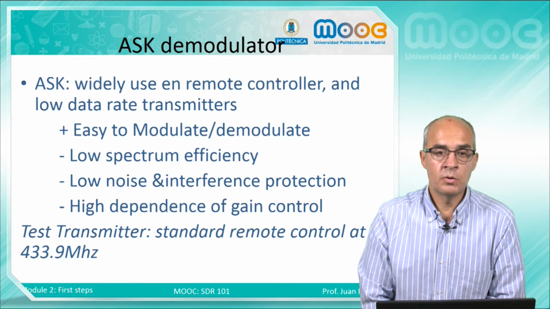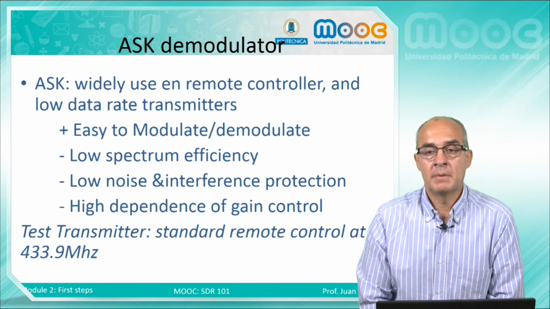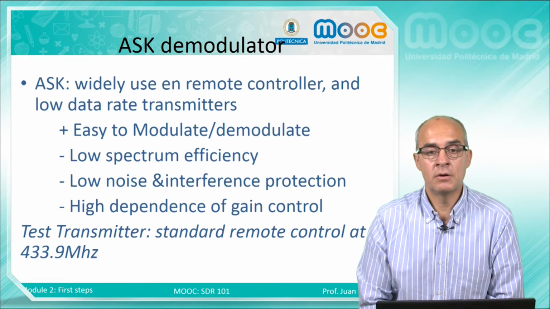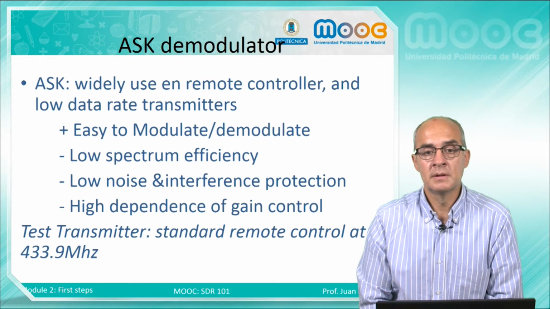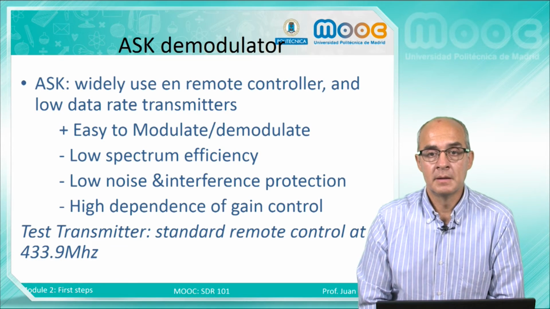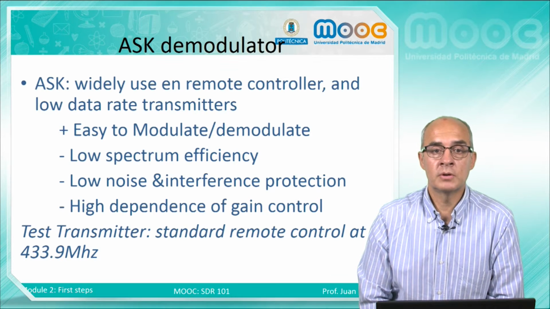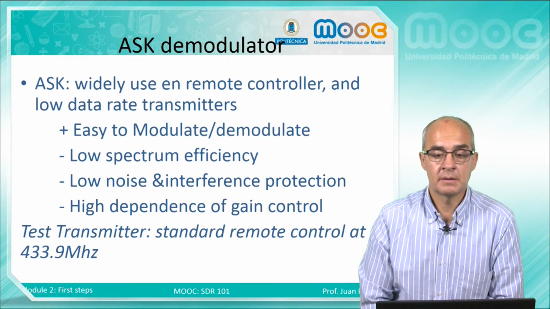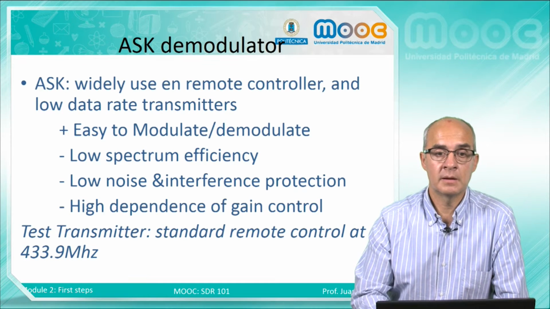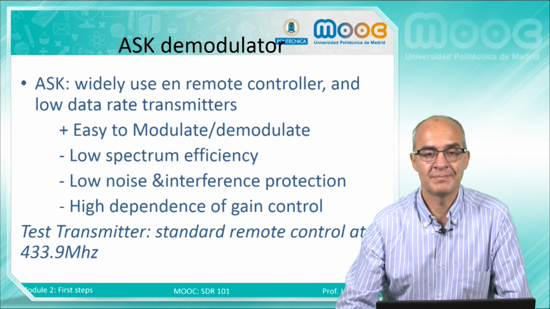Amplitude modulation is very easy to generate and demodulate, but it has low spectrum efficiency, low noise and interference protection, and a high dependence on the gain control of the receiver. It is widely used in remote controllers and low data rate transmitters. In this case we use the standard remote control, which transmits at 433.9 MHz.